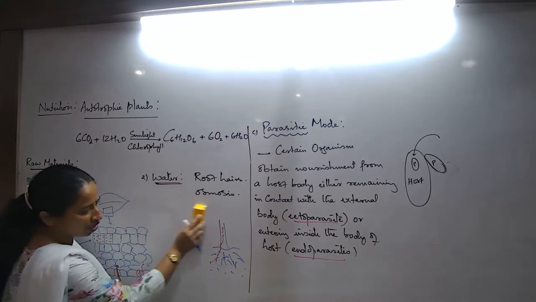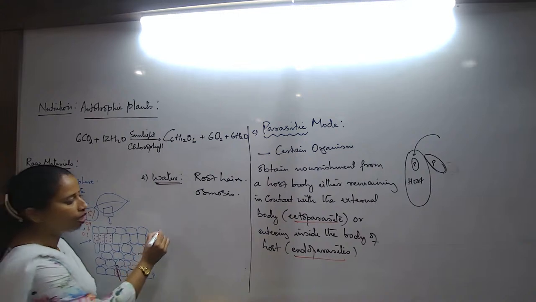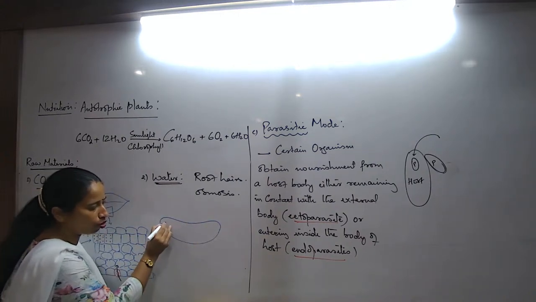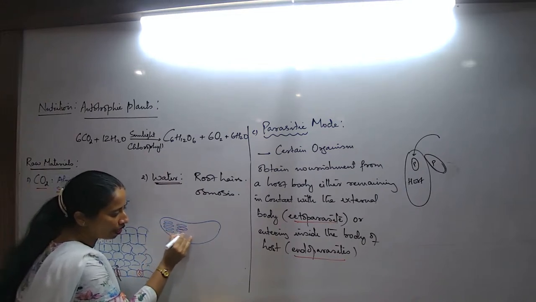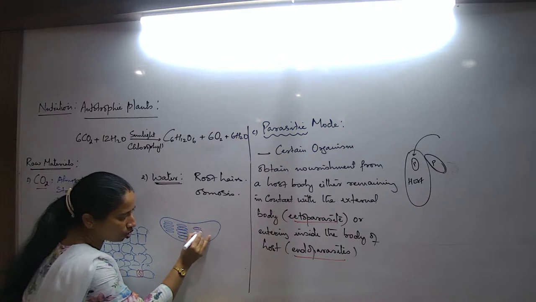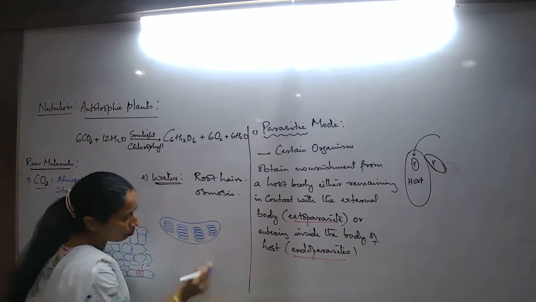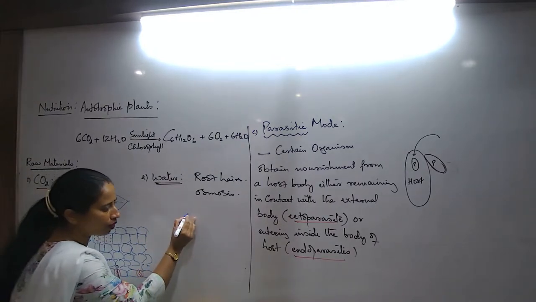Now, do you remember the structure of the chloroplast? If I talk about the structure of the chloroplast, this chloroplast has some coin shaped or disc shaped structures. Do you remember this? They have some coin shaped or disc shaped structures. Either I draw it this way or this way. Remember, it's the same.